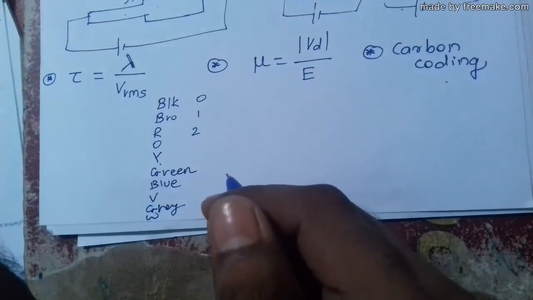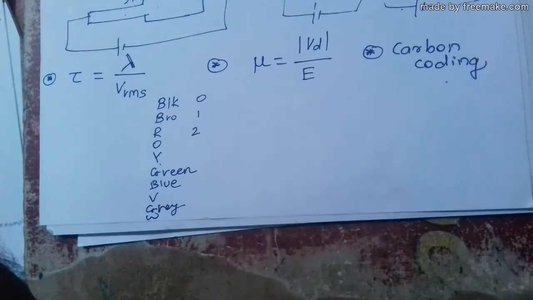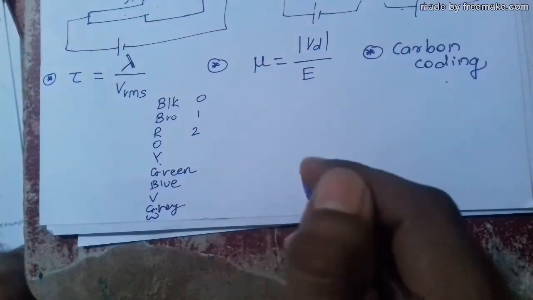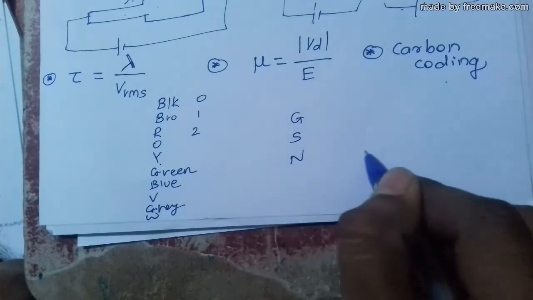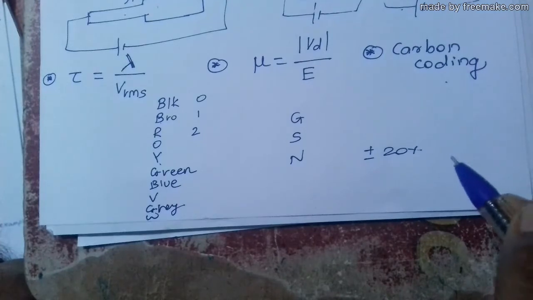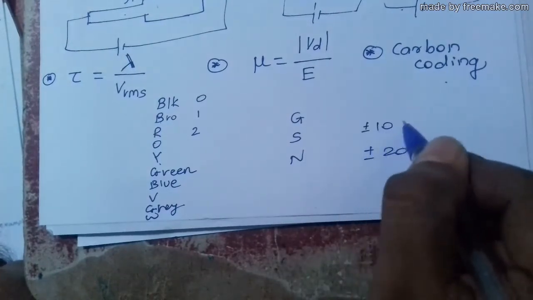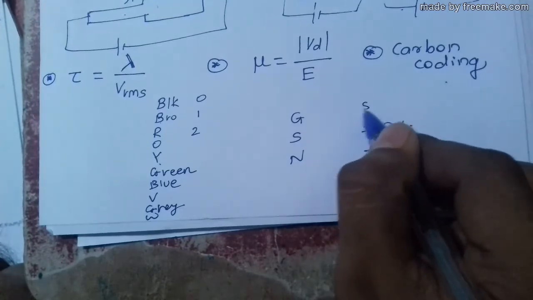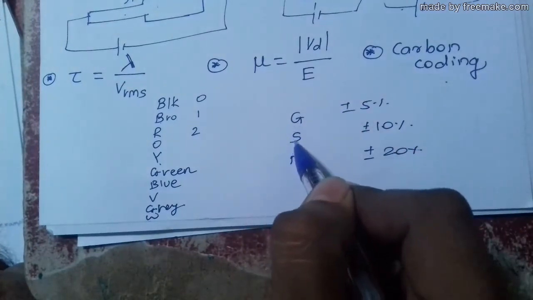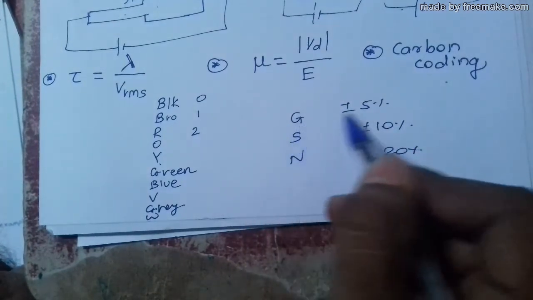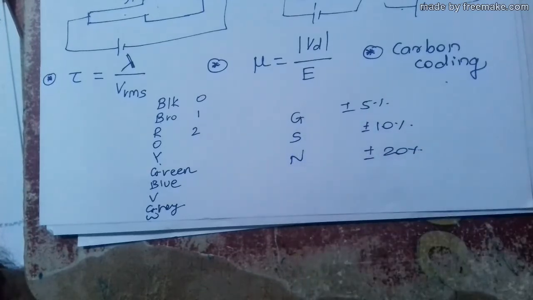Then for tolerance, there are three colors: golden, silver and no color. No color means 20% tolerance, silver color means 10% tolerance, and golden color means 5% tolerance. If the color is costly, then tolerance is less.